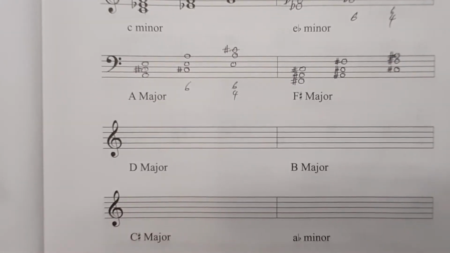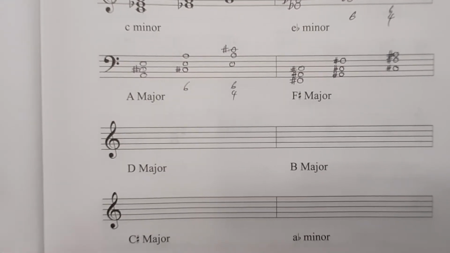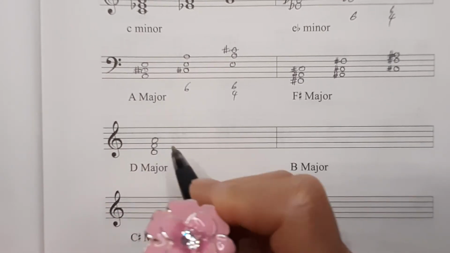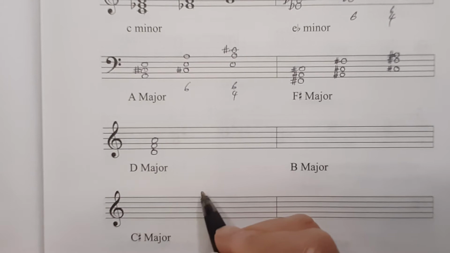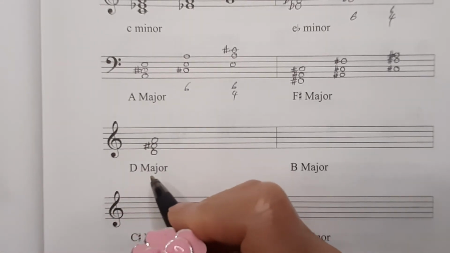Okay? Yeah, that's the way to do it. Now D major. Treble clef. D, F, A, and E sharp? F sharp. In the key of D major, there's F sharp and C sharp.